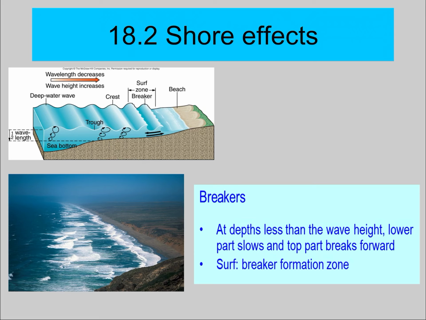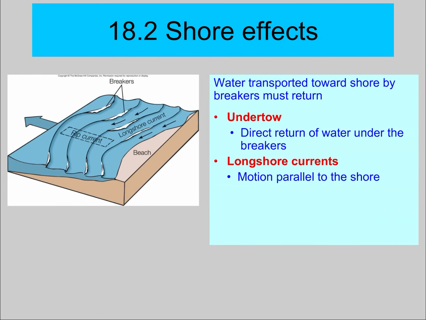So the breakers are at depths less than the water height. The lower part slows and the top part breaks forward. In the surf, it's kind of like you're walking down the street and all of a sudden you lose balance and your head starts going first and your feet don't catch up, so you topple over. That's what happens with waves. As they're coming in, the top part becomes heavier, falls over, and creates this surf, this breaker zone, which is what people try to surf on, okay? And you can see them here as the waves topple over, they form these really nice white caps.